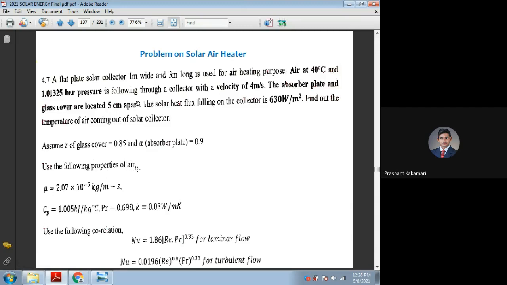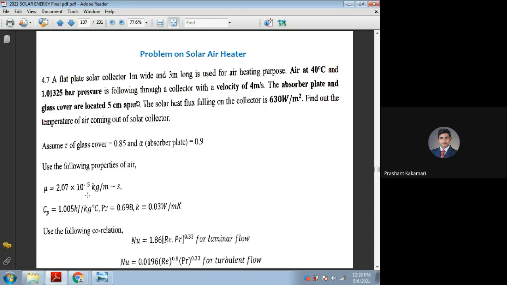Use the following air property. What is given? Mu is given 2.07 into 10 raised to minus 5 kg per meter second. That's coefficient of viscosity. Cp is given for air, 1.005 kilojoules per kg per degree centigrade. Then Prandtl number Pr is given 0.698. K is given 0.03 watt per meter Kelvin. Use the following correlation. This is also given.